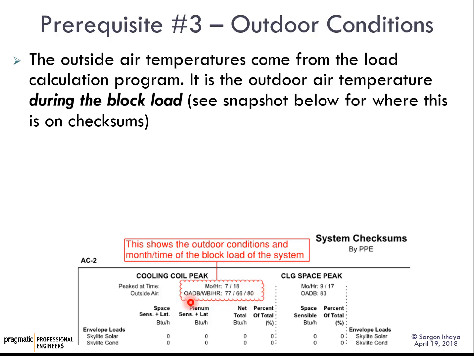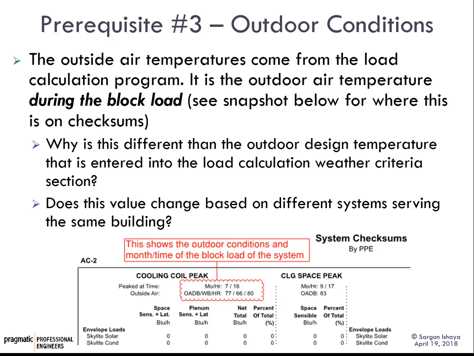And here you have outdoor air dry bulb, wet bulb, and humidity ratio. That's 77, 66, and that's given in grains, 80 grains. So the dry bulb temperature outside when your building hits block peak load is 77 degrees dry bulb and 66 wet bulb. Those are the two numbers that are important for this exercise. So that's how to get the outdoor air conditions of your building when it peaks on the block load.